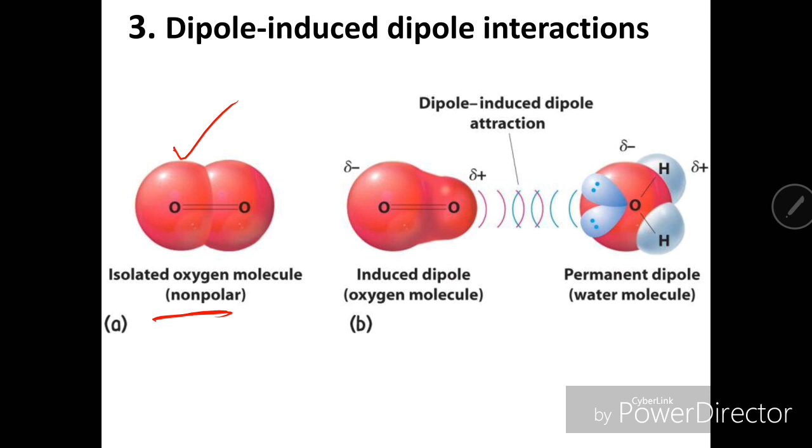This kind of interaction is weaker in comparison to the dipole-dipole interaction. Why? Because here only one molecular species is a permanent dipole or polar, and the second is an induced dipole. Therefore, the interaction between a polar and non-polar species will be weaker in comparison to the dipole-dipole interaction.